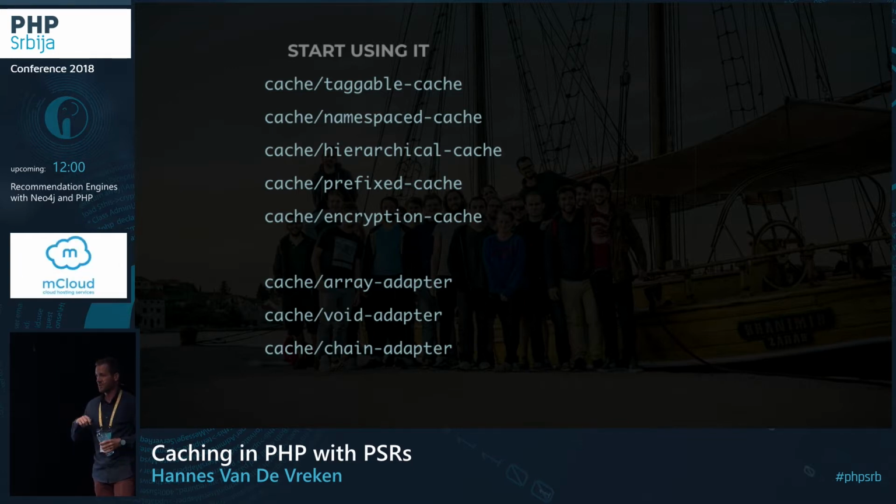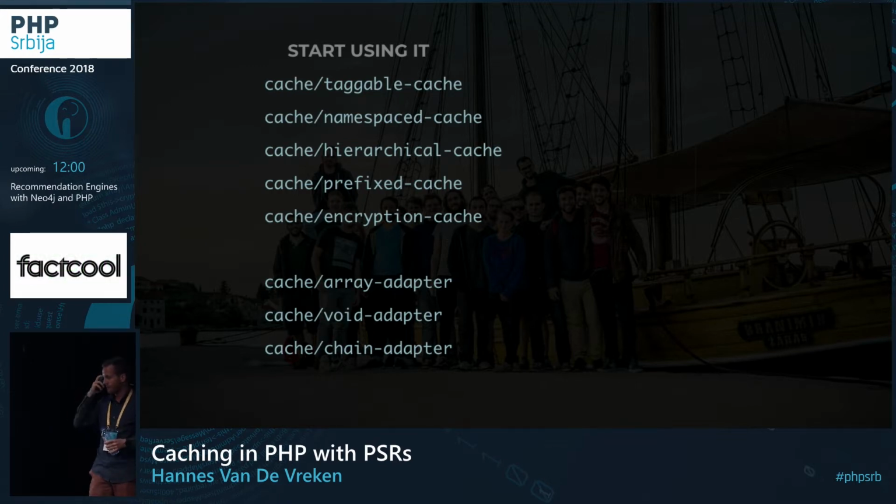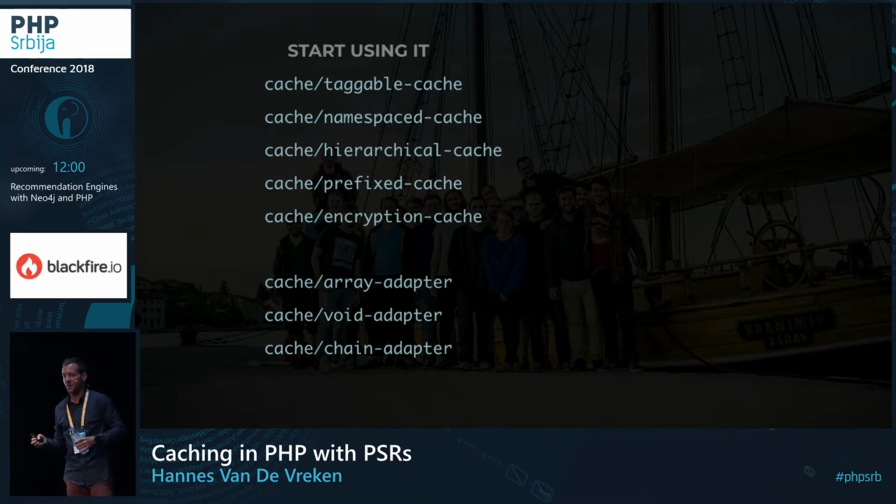There's the taggable cache, which basically implements the tagging. There's the namespaced cache, hierarchical cache, prefixed cache, encryption cache. There's an array adapter, which is basically in memory. So you don't hit any backend, it's just in memory. There's the void adapter, which basically doesn't remember a thing. It basically has dementia.